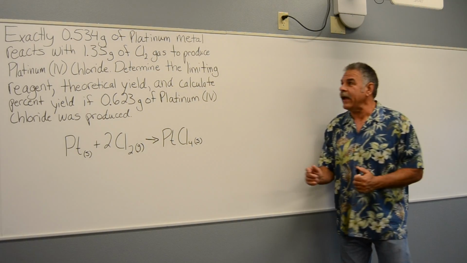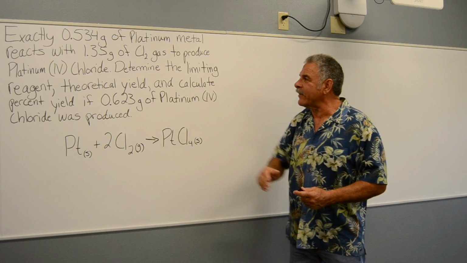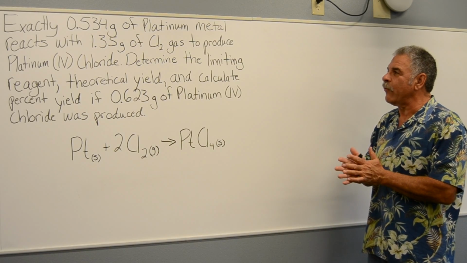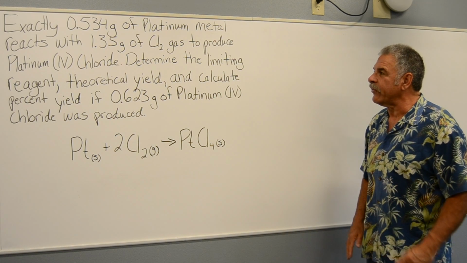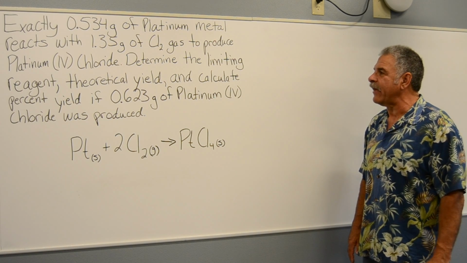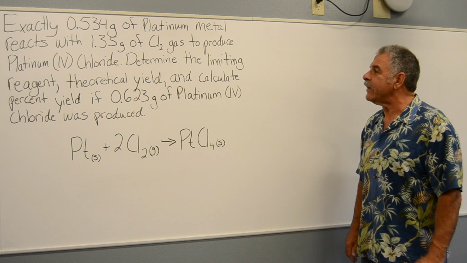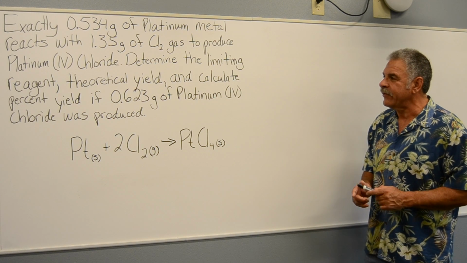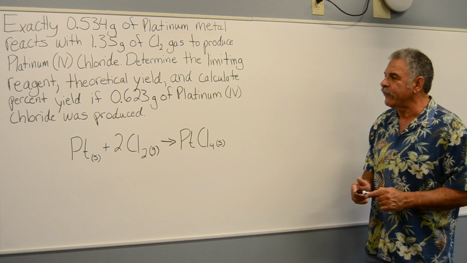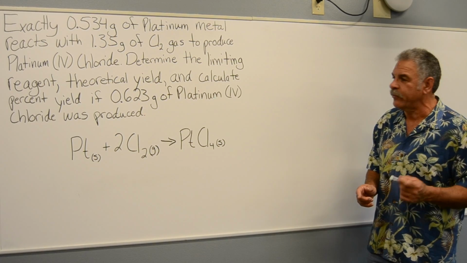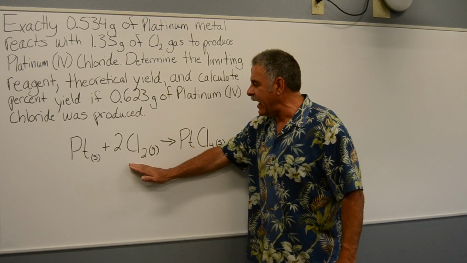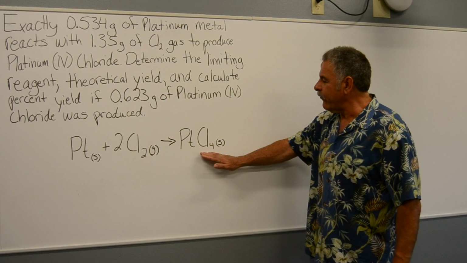What we're going to talk about today is platinum metal reacting with chlorine gas. Okay, so let's look at the problem and then try to solve it. Exactly 0.534 grams of platinum metal reacts with 1.35 grams of chlorine gas to produce platinum 4 chloride. Determine the limiting reagent, the theoretical yield, and calculate percent yield if 0.623 grams of platinum 4 chloride was produced. And we're also given the reaction: platinum plus 2 chlorine gas yields platinum 4 chloride.